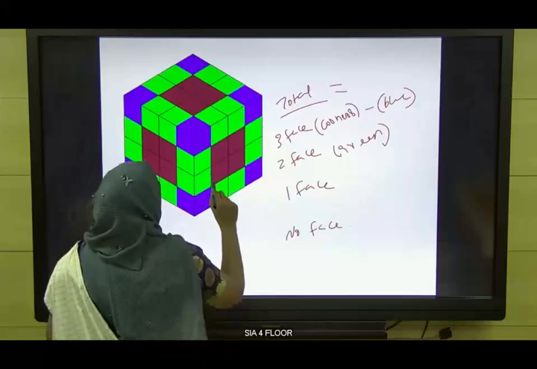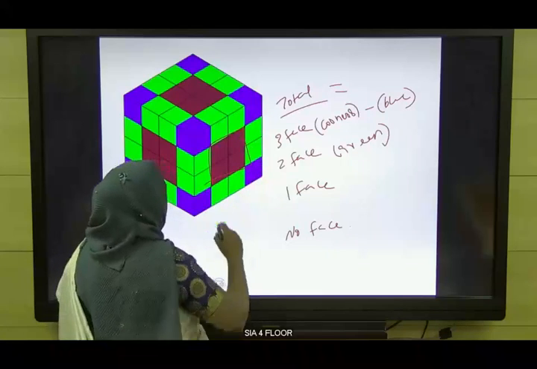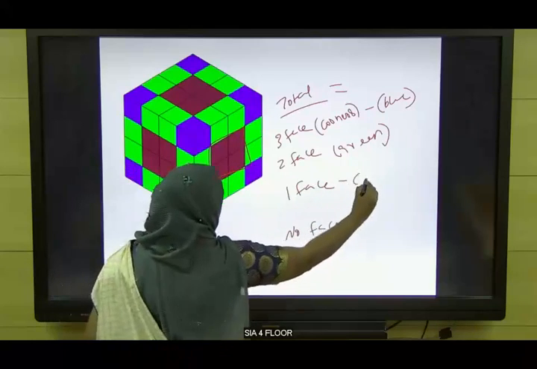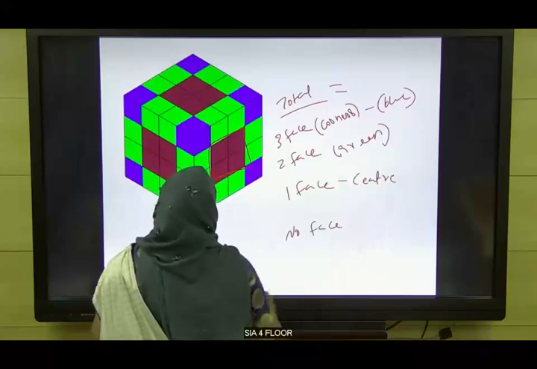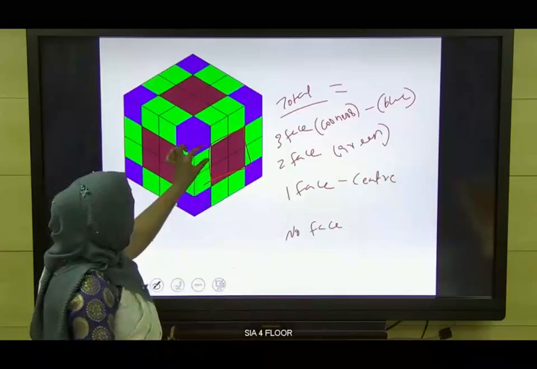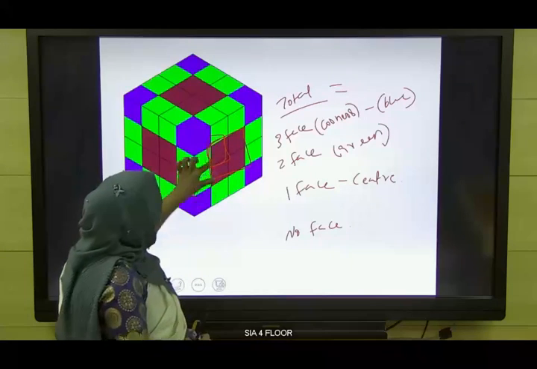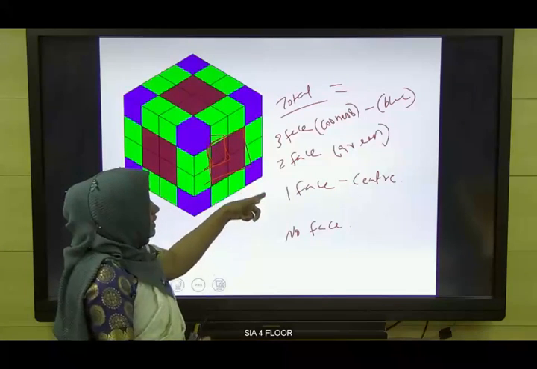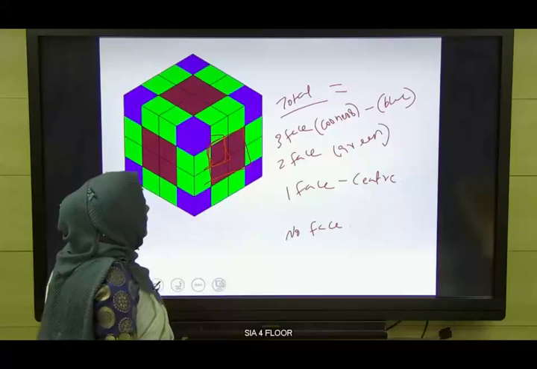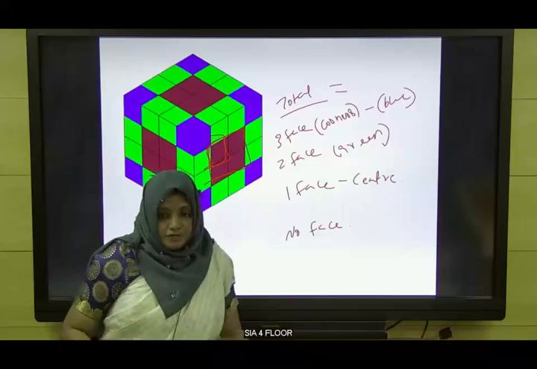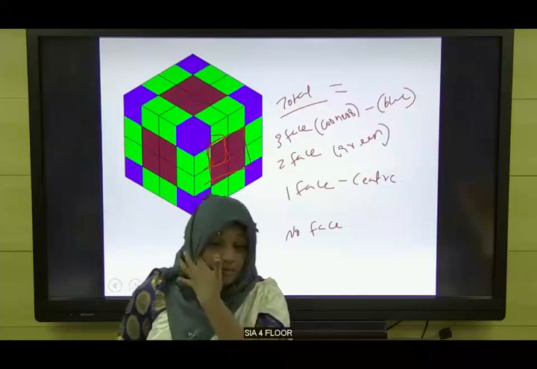If you take these four at the center, these are called one phase painted cubes. The center ones are one phase painted cubes, because if you remove any of the blocks, if you remove this block and see, only one side is painted, remaining five sides are inside the block. So it's not painted. So hope you understood what's meant by three phase, two phase, one phase.